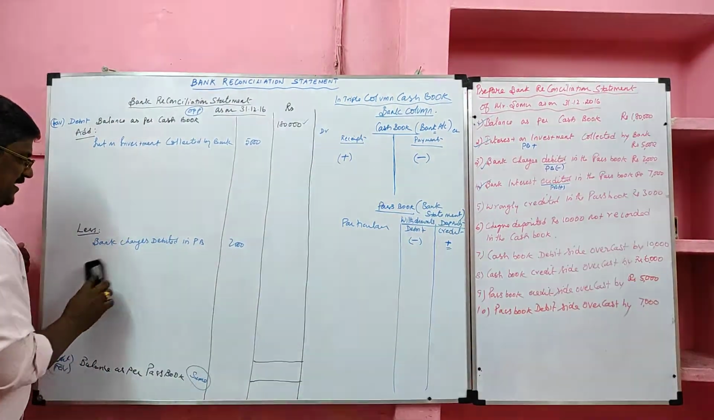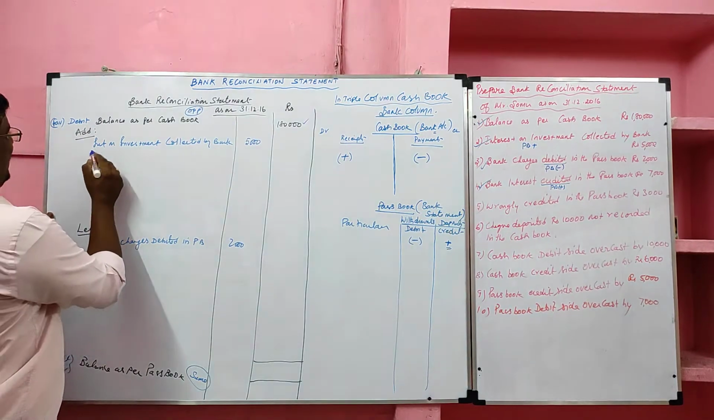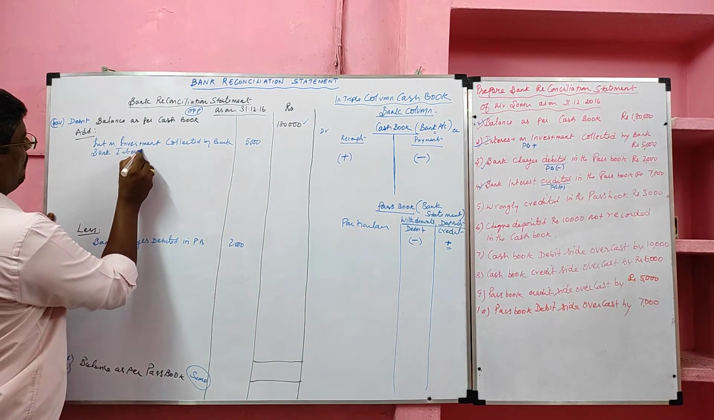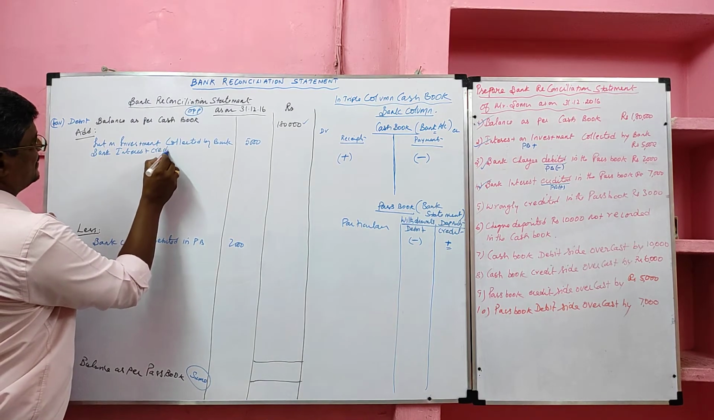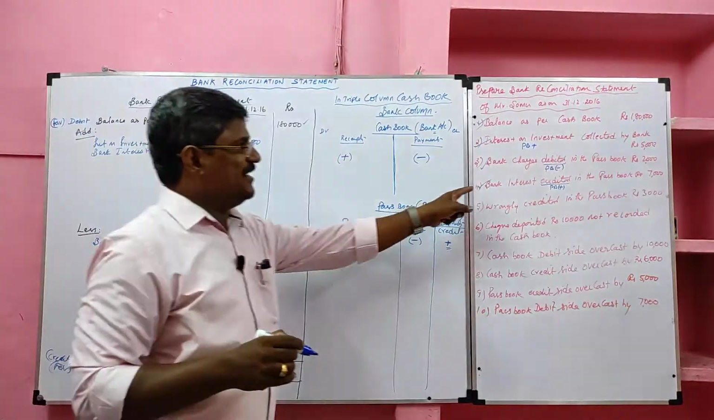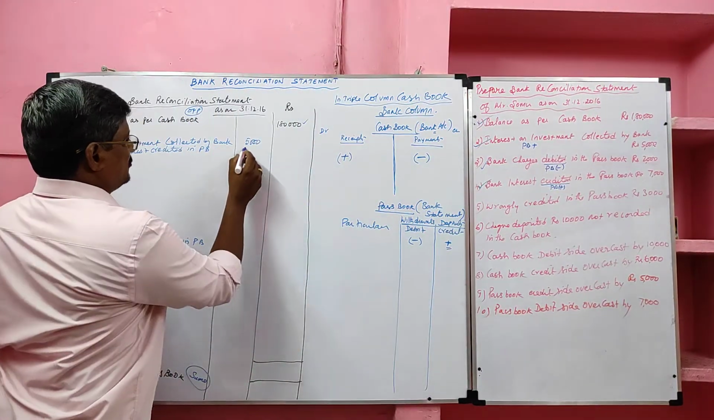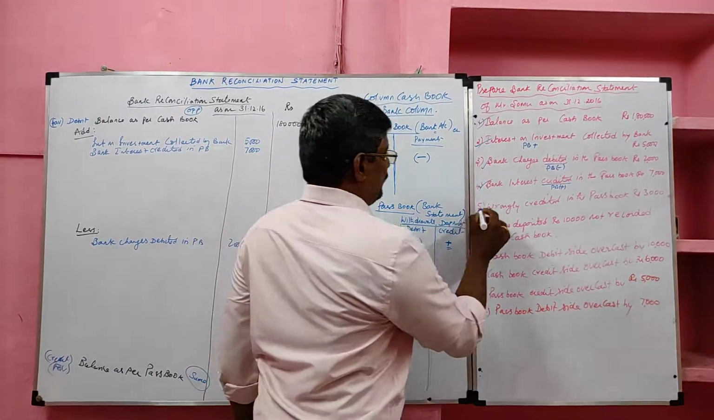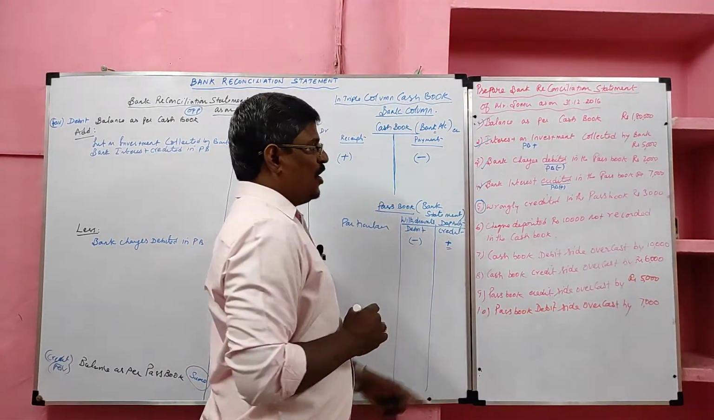So I did a mistake. Bank interest credited in the passbook, how much? 7,000 rupees. Next, fifth one, very very important.